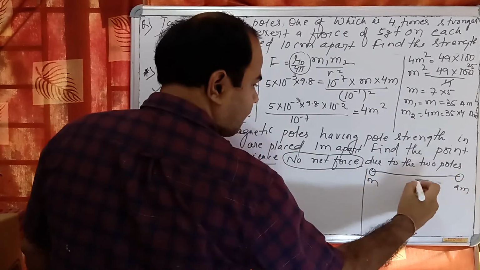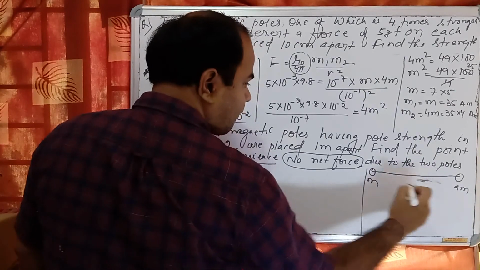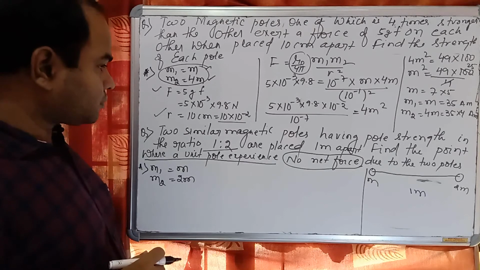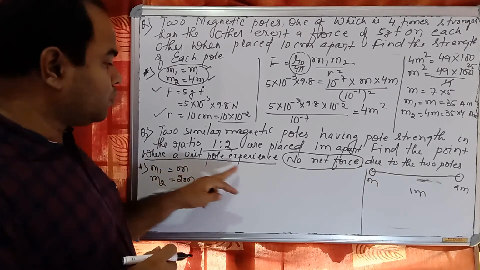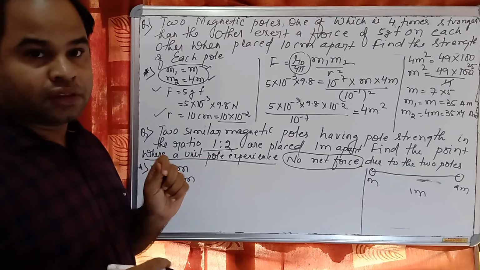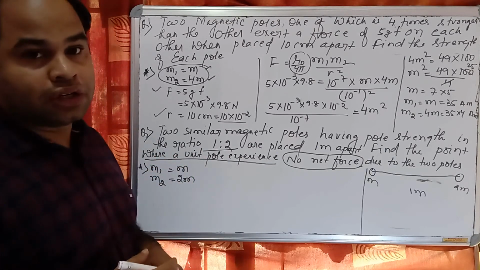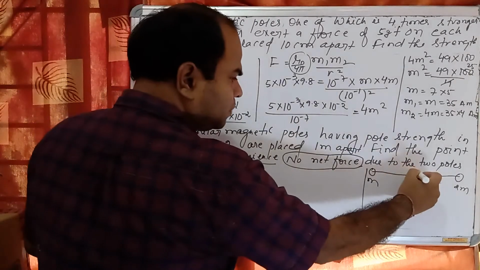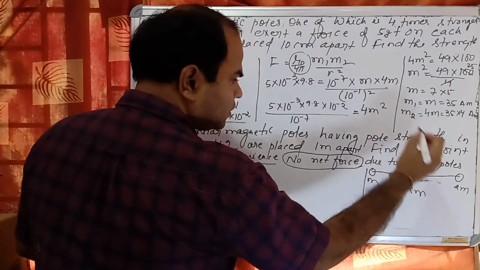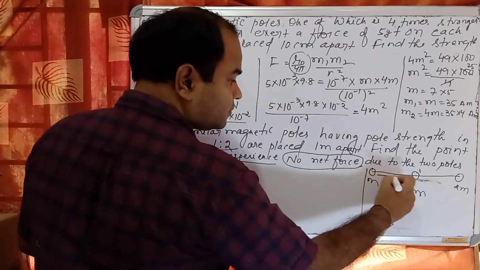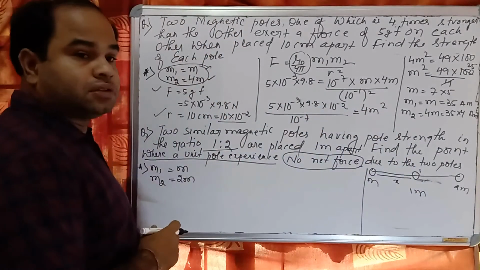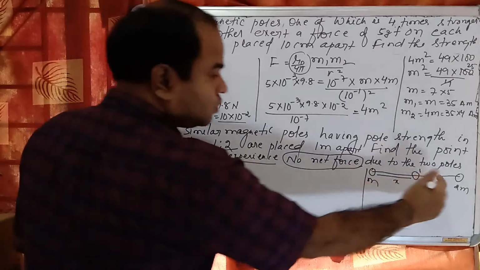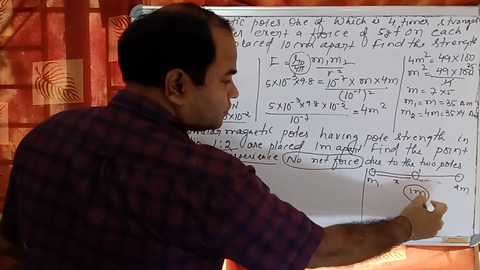Okay. So next is to find the point where a unit pole experiences no net force. Let the unit pole be placed x distance from the first pole. So the total distance is 1 meter.